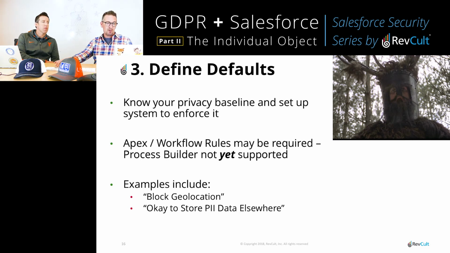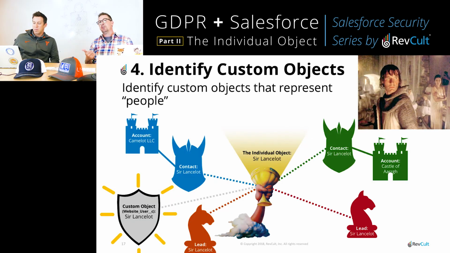Cool. All right. So the next thing we like to do, especially when we do this as a workshop with our GDPR clients, is really look at the entire org and say, what objects are people, right? In this case, we've highlighted our custom object we talked about earlier. It can be easy to forget that it's not just contacts and leads, right? Or person accounts, depending on your org, for everybody. You've got to take in the whole scope of what's going on in your org.